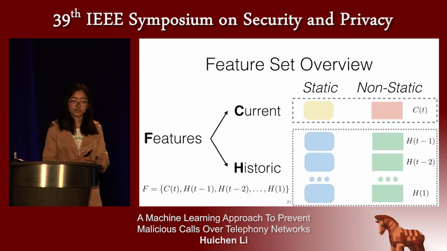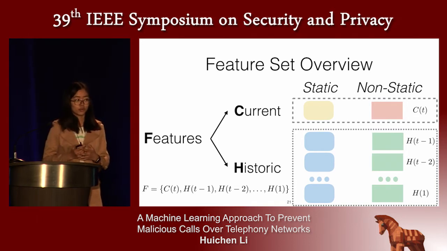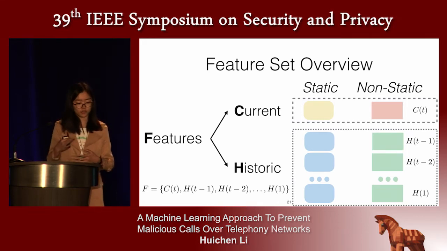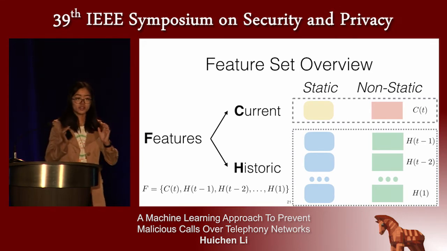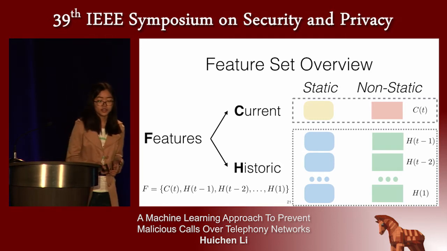This is an overview of our feature set, and it contains 2 parts, the current and the historic. We retrieve 1 feature vector for each call record. So there is 1 current feature vector, CT, for the current call record, and there are multiple historic feature vectors, H1 to HT-1, for each of the historic records. Also, notice that for each of the feature vectors, there are 2 parts. One is static, and the other one is non-static, and I will explain them later.